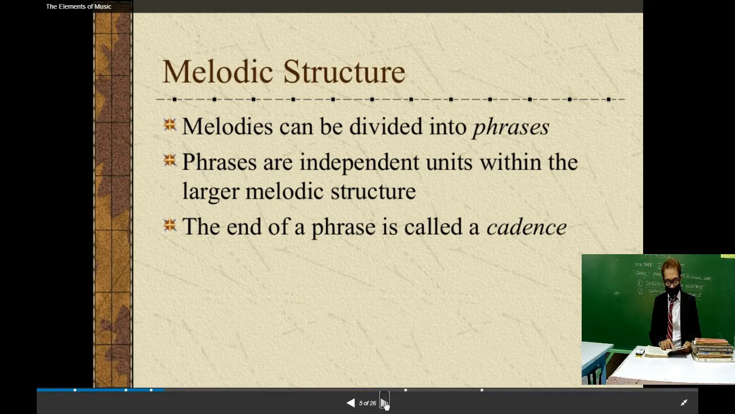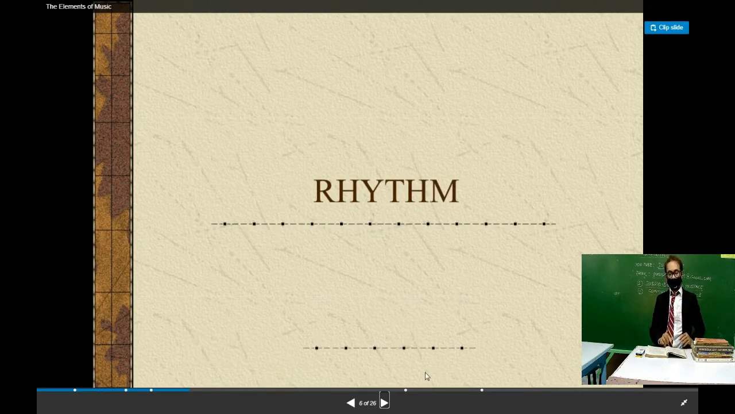Just like in our ROTC time, there is a cadence.